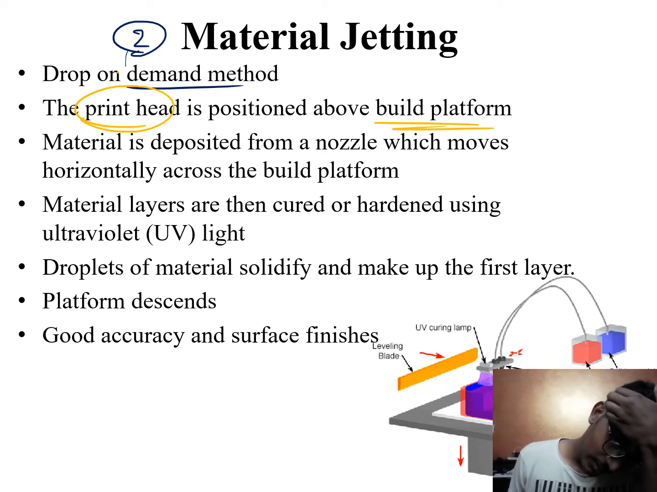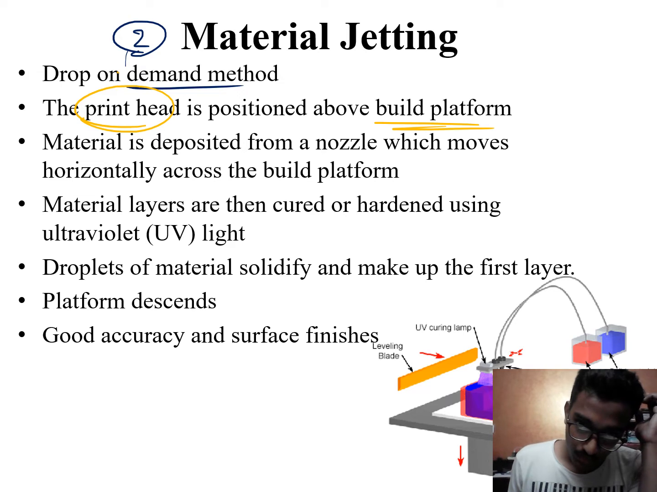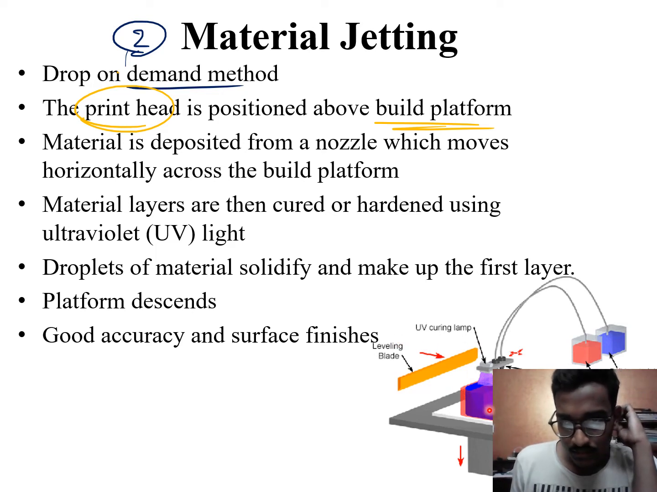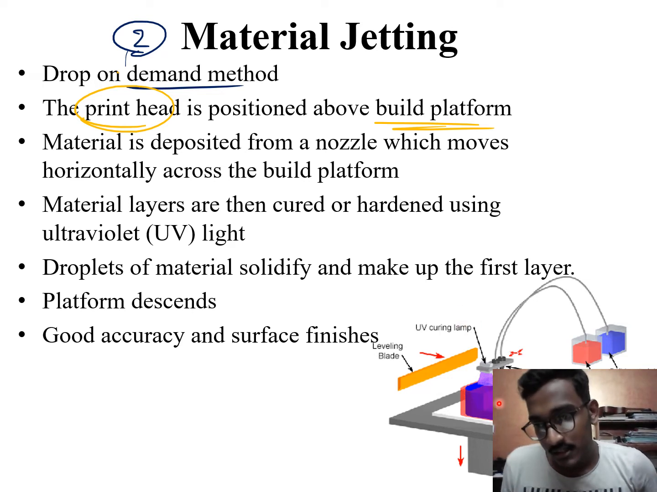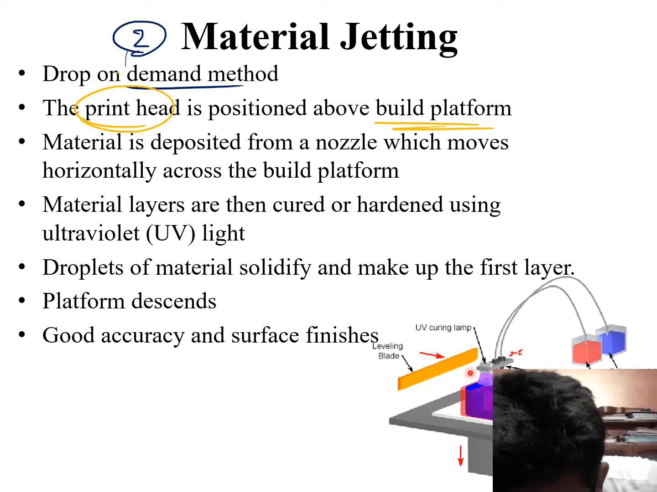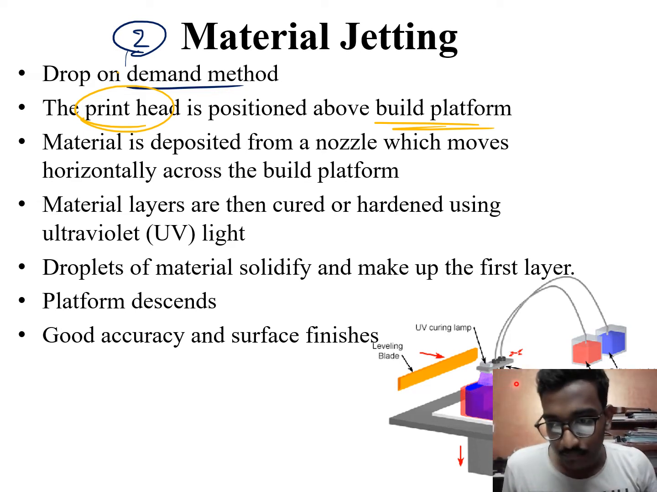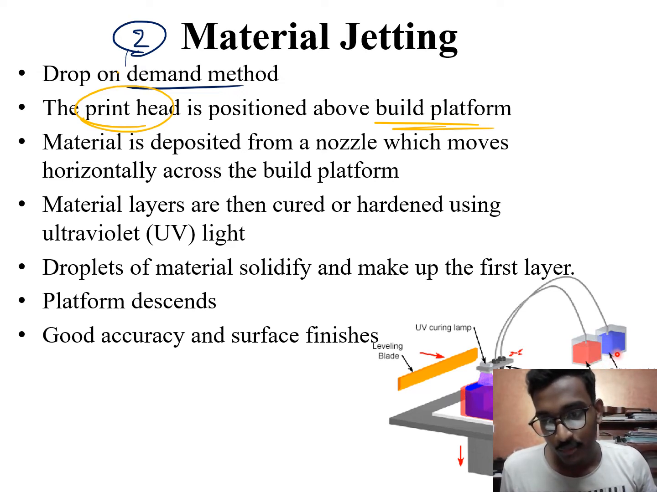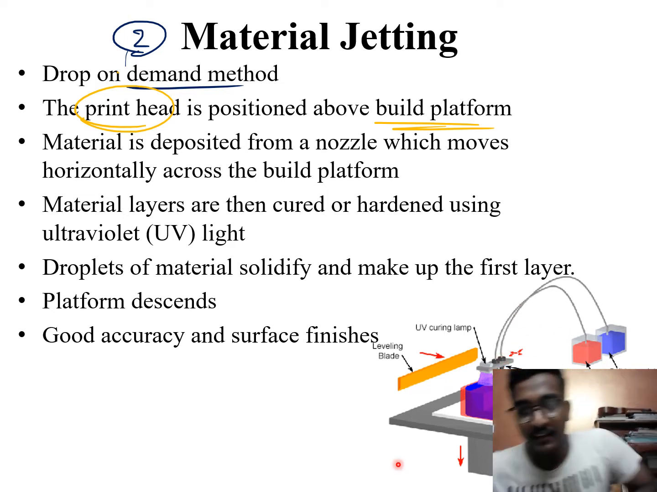The one thing you can understand here is that it's all about this. There's a leveling blade here, and a UV curing lamp here. The leveling blade, just put it aside, and the UV curing lamp is here, and what it does is it basically gives a path. And there is something called build material or support material, which is used in red color and blue color over here. It is basically dipped into these things. That is called jetting.